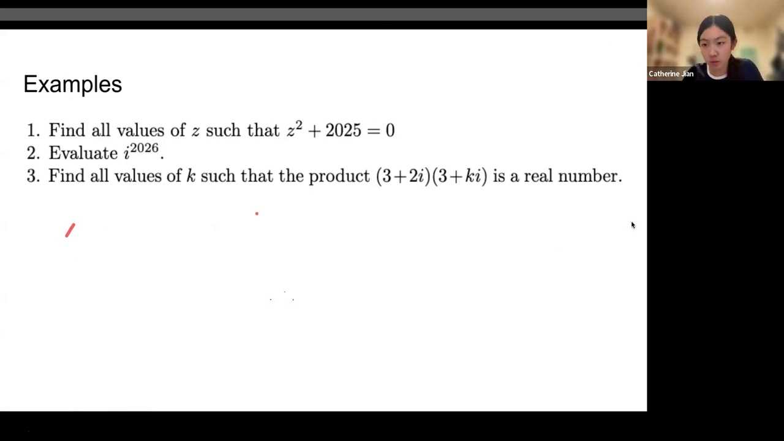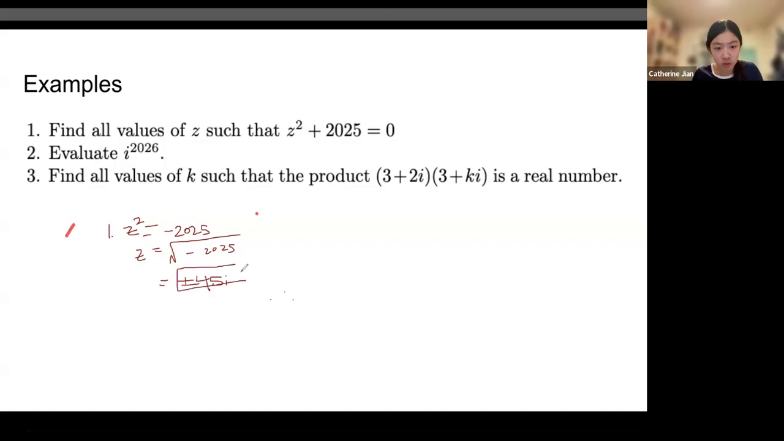All right, okay, so we can use what we just learned about imaginary numbers. For one, we can say that z squared is equal to negative 2025, and z is equal to the square root of negative 2025. And so that means that z is equal to plus or minus 45i. Okay, does anyone have any questions here?